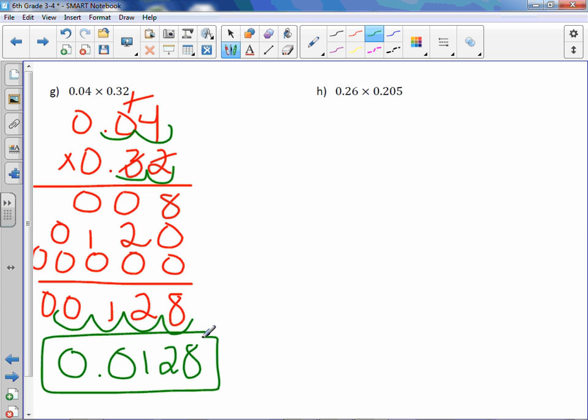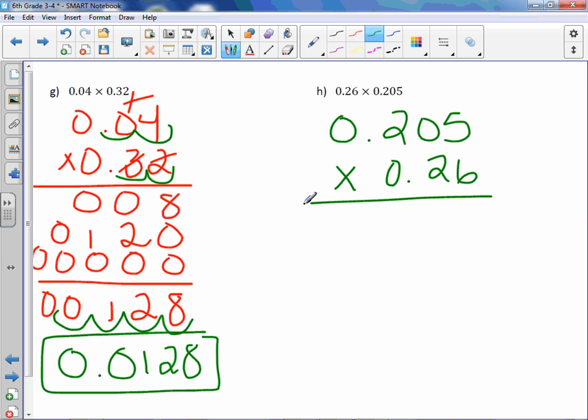Letter H, 0.26 times 0.205. 6 times 5 is 30, carry the 3. 6 times 0 is 0, plus 3 is 3. 6 times 2 is 12, carry the 1. And 6 times 0 is 0, plus 1 is 1. Cross it off, put a placeholder.